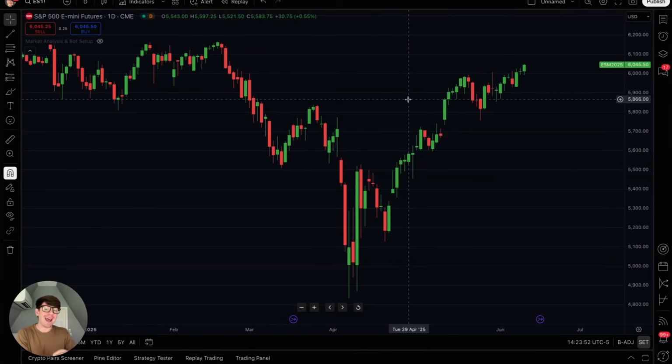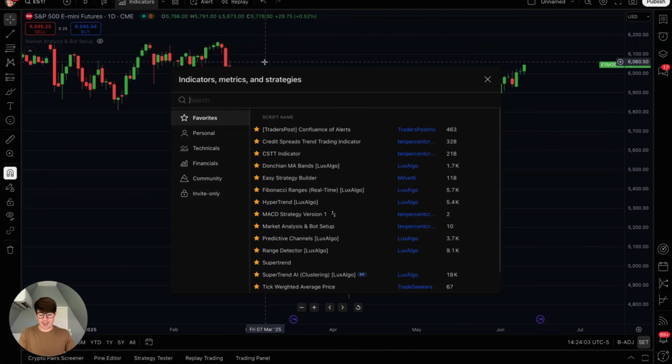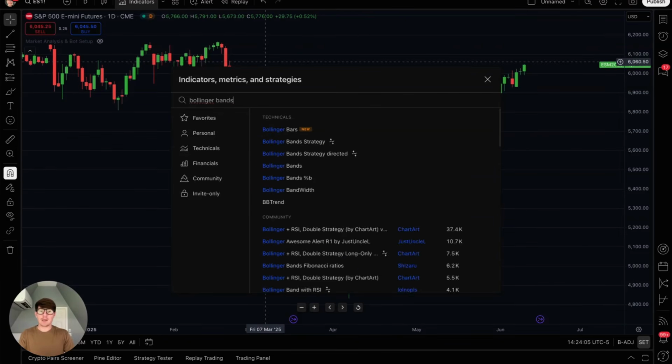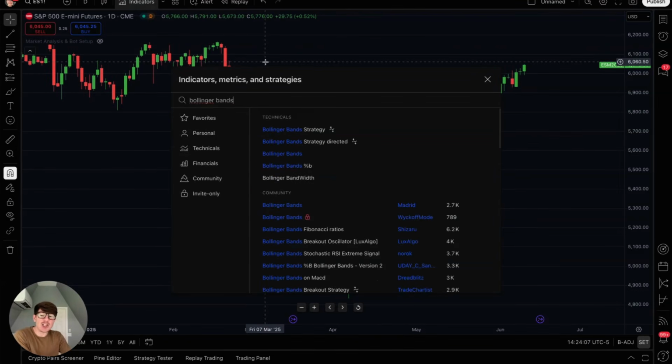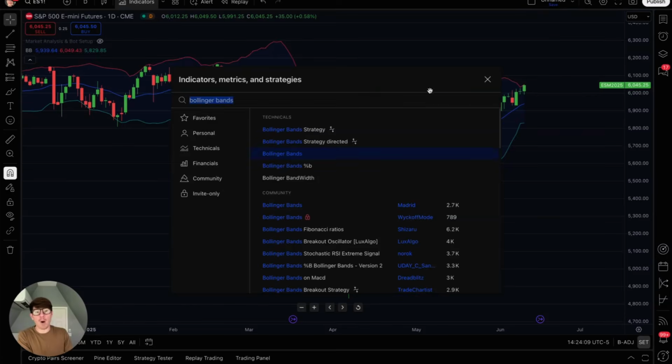This indicator is something that everybody has access to, no matter what type of platform you're using. Whether you're using your broker platform or TradingView or something like that, you can still access it. So go to indicators, type in Bollinger Bands. That's the way you spell it, Bollinger Bands. You can see right here, Bollinger Bands.